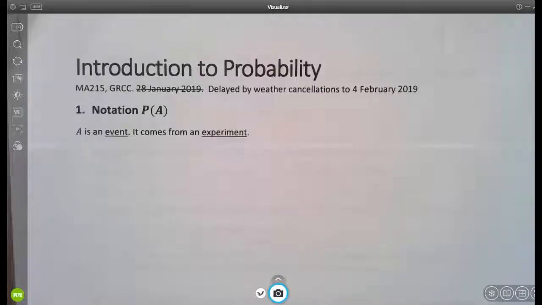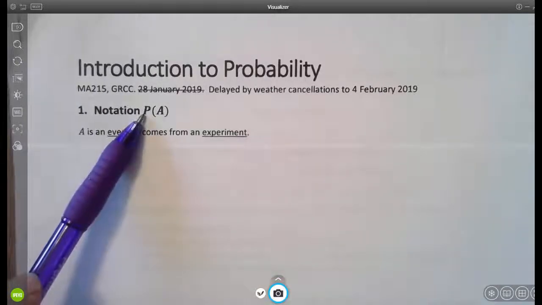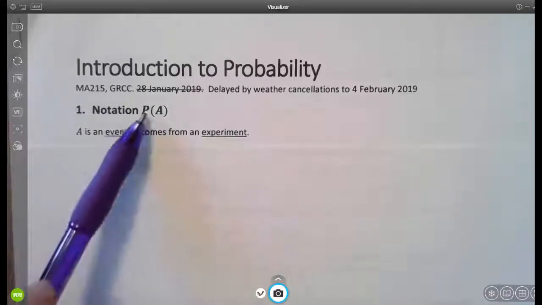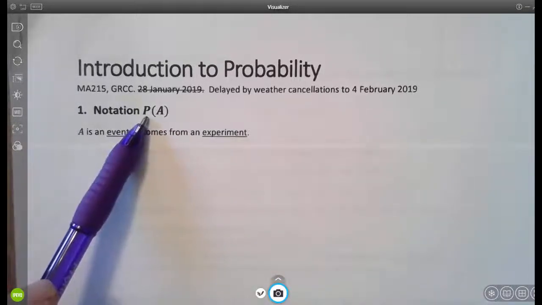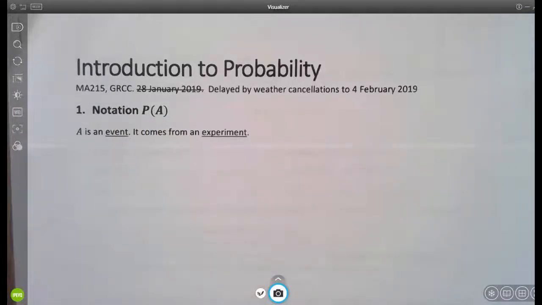In this lesson, we'd like to introduce the notion of probability, and to do that we're going to start with the notation that we use for probability and also talk a little bit about some vocabulary. We are going to be seeing this kind of a symbol again and again. It means the probability of the event A, so we need to know a little bit about events, where they come from, and then what we mean by probabilities.